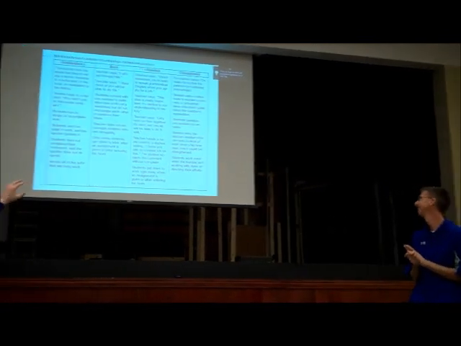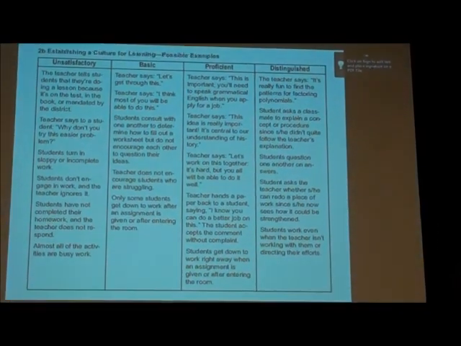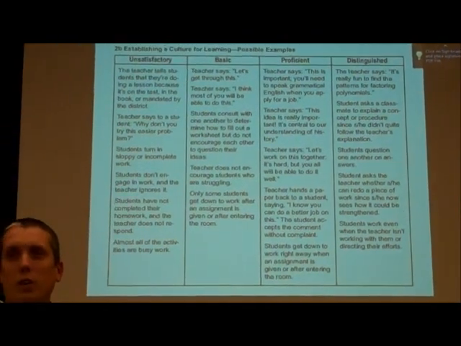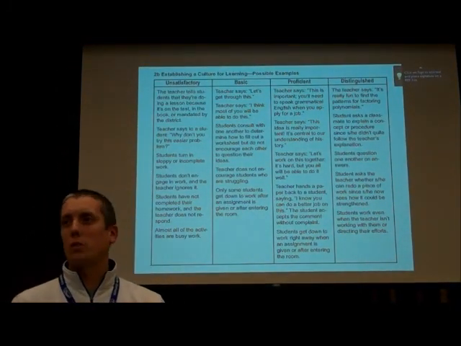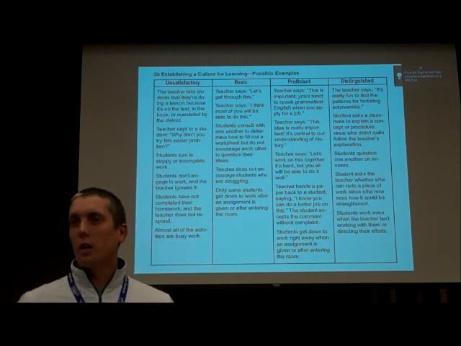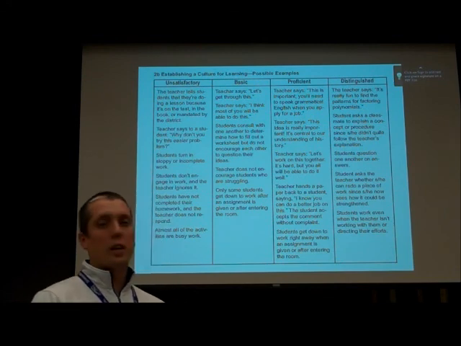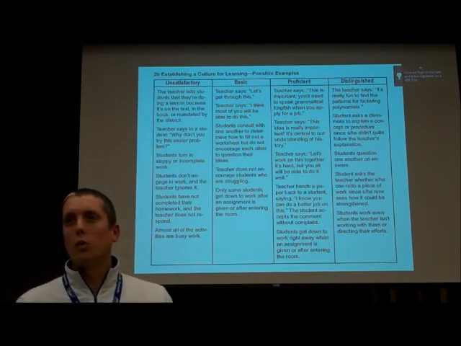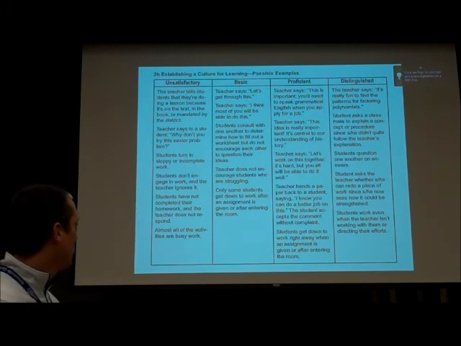If you look at this one specifically under basic, only some students get to work after an assignment is given or after entering the room. There are lots of rooms where, when you give an assignment and look around, I only see some of the kids getting their book out or getting whatever they need to get to work. As a teacher, you might be going around making sure the kids who are not on task right away get stuff out and get going, versus a teacher who doesn't do that. If not every kid gets to work, or just some of them do, that's basic. Whereas the jump to proficient is students get down to work right away when an assignment is given or after entering the room.